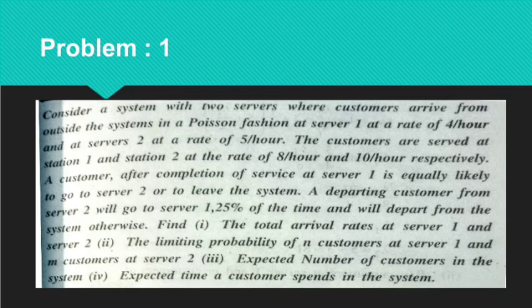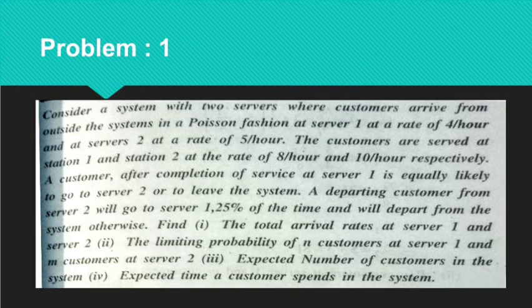Again, a departing customer from server 2 will go to server 1 25% of the time and will depart from the system otherwise. So here P21 is equal to 1 by 4 and P20 equal to 3 by 4. We know that always P11 equal to 0, P22 equal to 0.